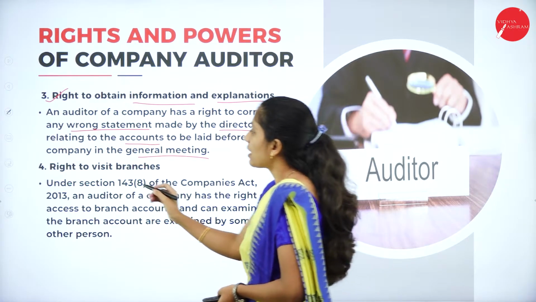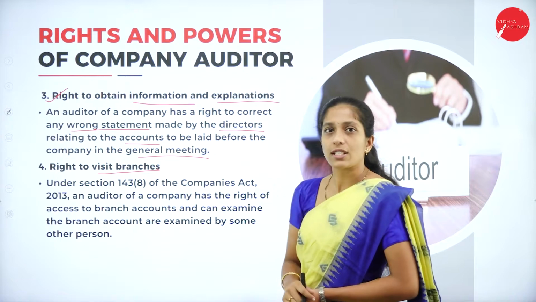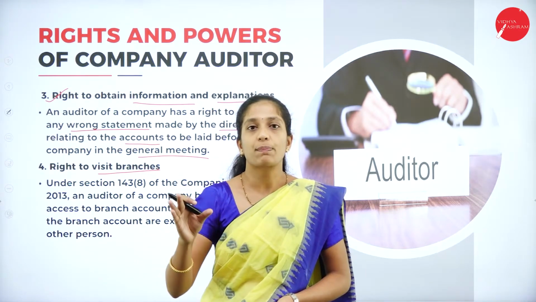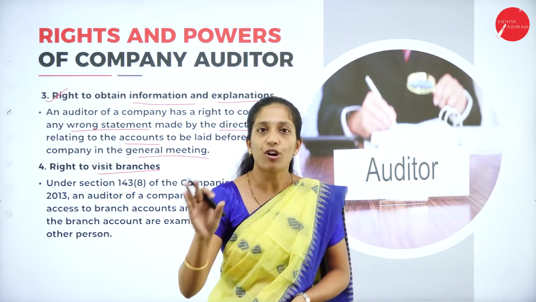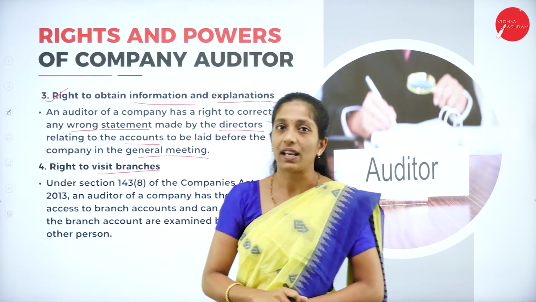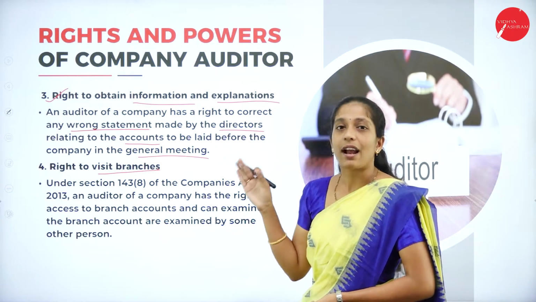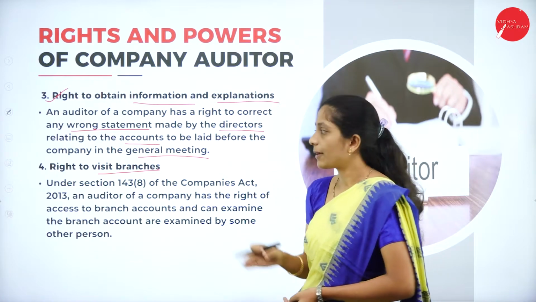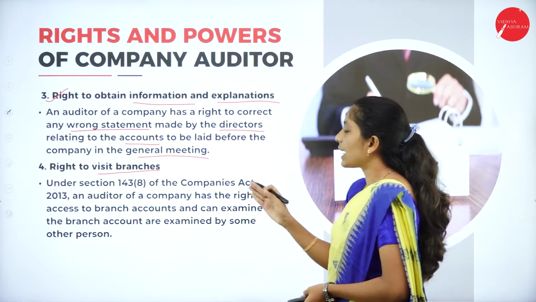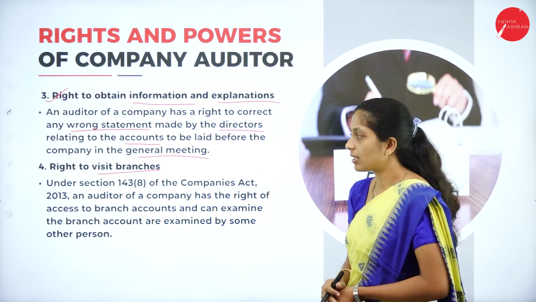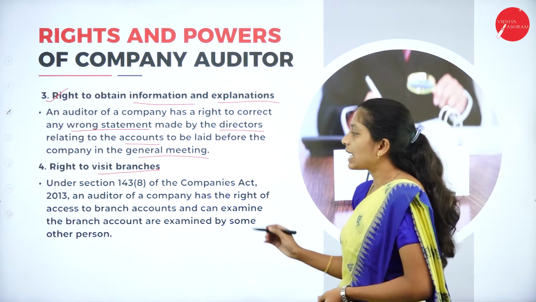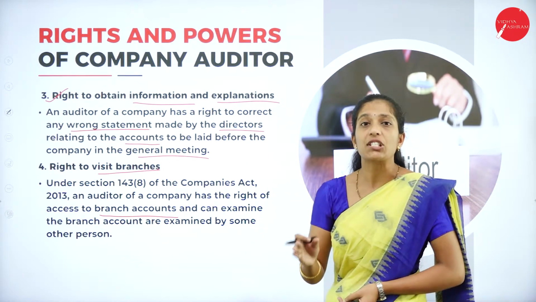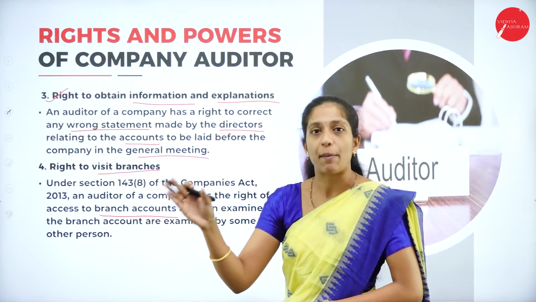And the next one is right to visit branches. Of course, a company is a big company, right? So if the company wants to expand its business, then there will be a number of branches of that particular company. Here an auditor has a right to visit those branches for any information which is required. So under section 143(8) of the Companies Act 2013, an auditor of a company has a right to access branch accounts. So here each and every branch will maintain separate accounts.